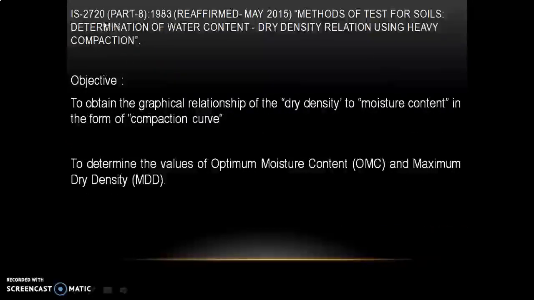Modified Proctor test is conducted as per IS 2720 Part 8 1983. The objective of this test is to find the relationship between dry density and moisture content in the form of compaction curve. With the help of compaction curve, we will be able to find out the values of OMC and MDD.